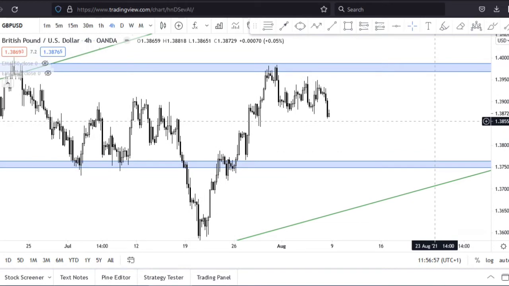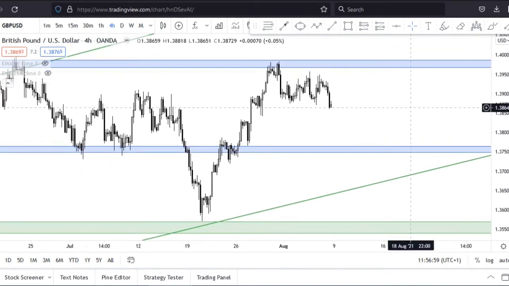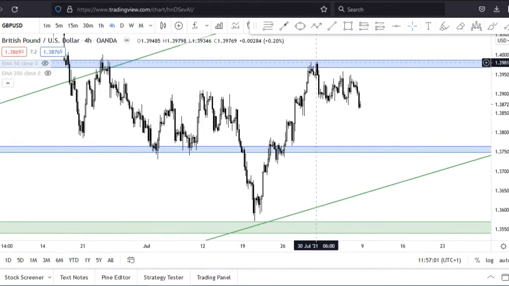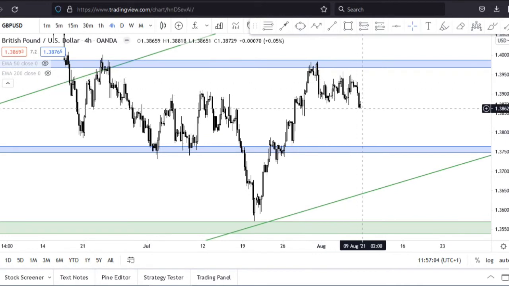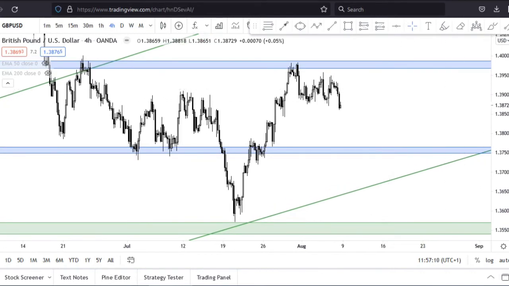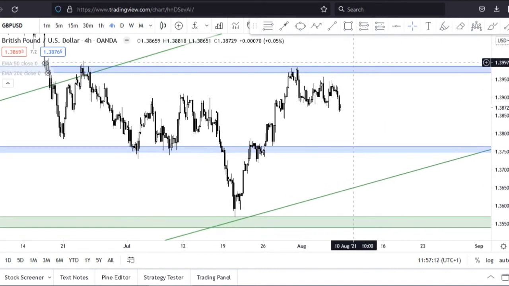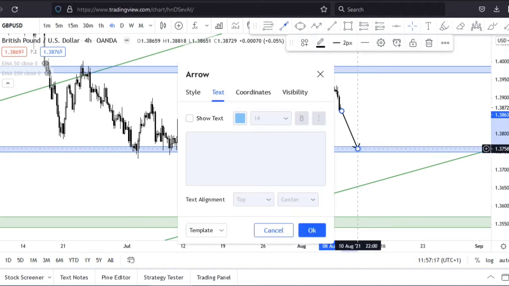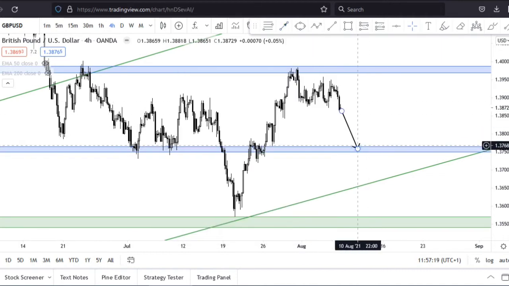If you look at the 4-hourly time frame, we can see that price got to this resistance level over here, bounced off, and started forming a lower high and a lower low as well to the downside. So what I'm expecting from this pair are two things. Possibility that price could continue to the downside up to this support level over here.